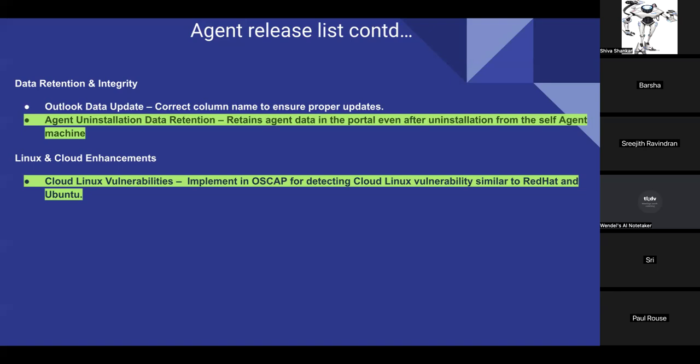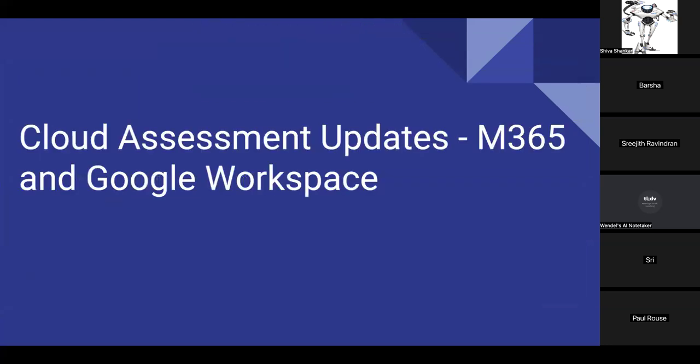It will show the agent as offline, but the data will remain there and it will be retained till the deprecation setting becomes applicable. So that was under data retention. And last but not the least, we have also implemented an OS cap for detecting Cloud Linux vulnerability. This is similar to Red Hat and Ubuntu OS. We are now detecting these vulnerabilities earlier, which we were not doing. And with that, the agent release list is completed.